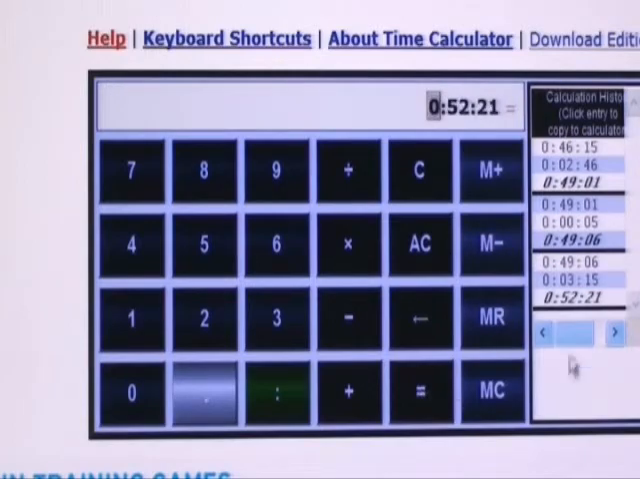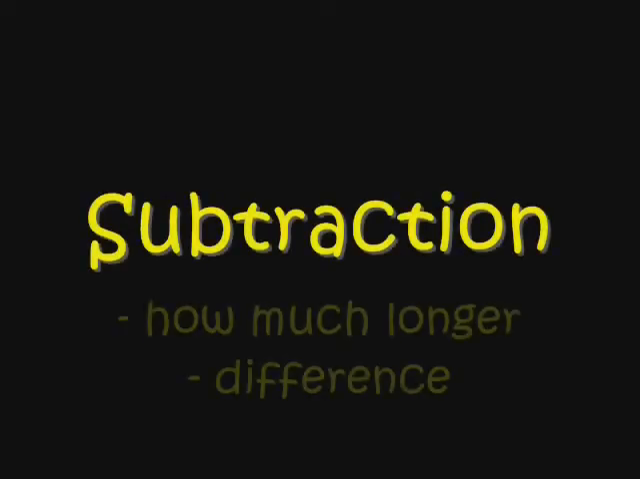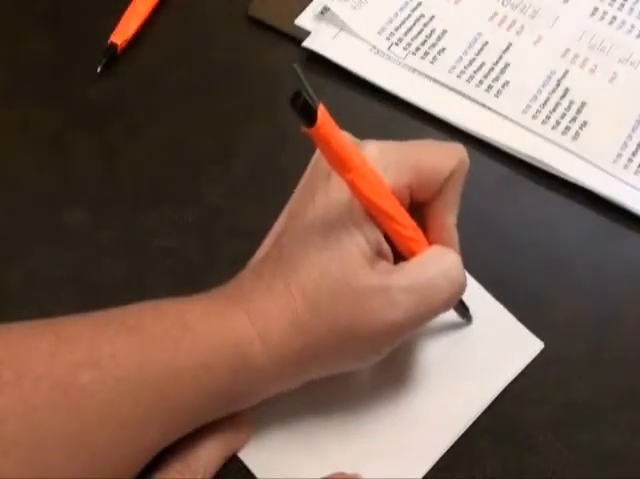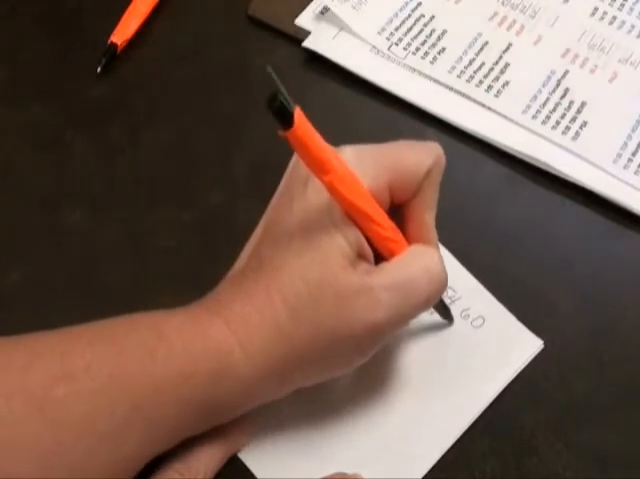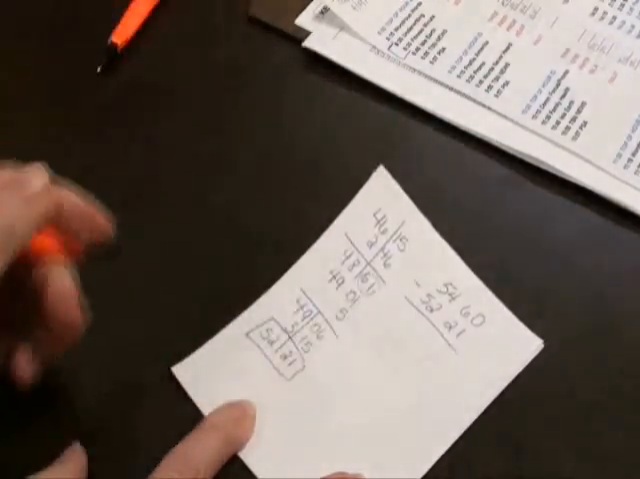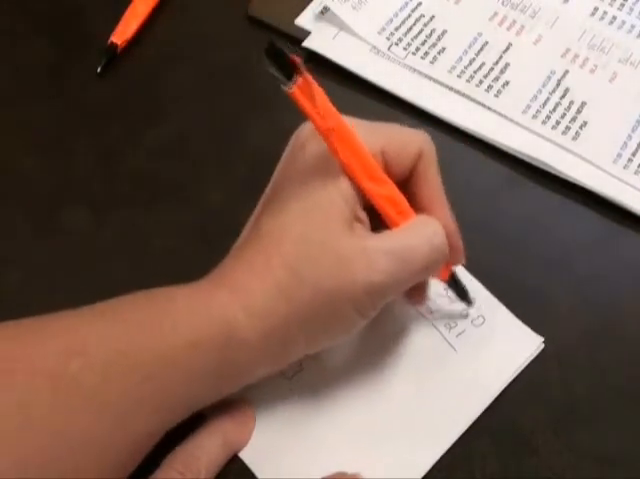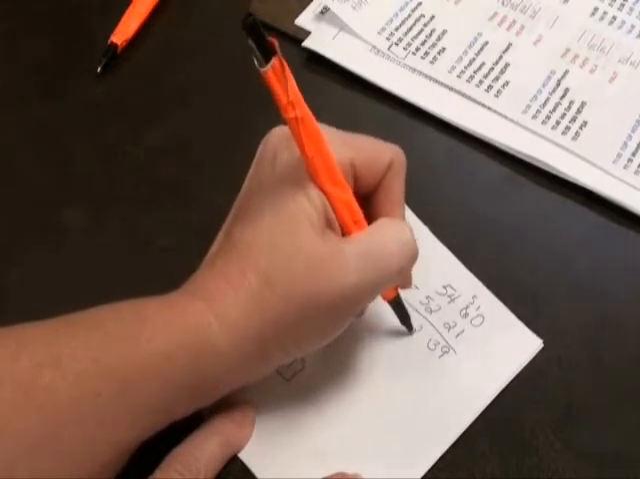Remember, TSN starts at exactly 55 after every hour. So to figure out the difference between when the last thing you timed will end and when TSN will start, you have to subtract. If you're writing this out, it will be easiest to write down 54:60 because 54 minutes and 60 seconds equals 55 minutes exactly. This way you don't have to borrow. You know, if you start out with 0 seconds, you can't subtract anything from it. There's no such thing as negative time.